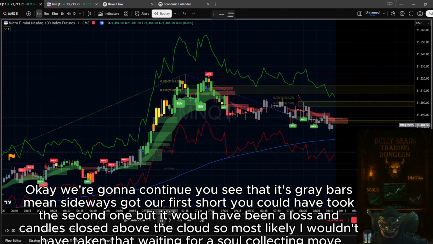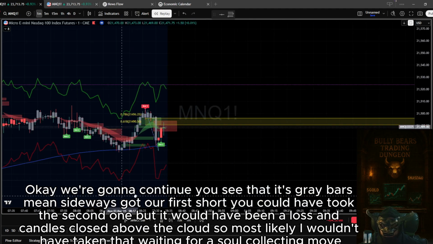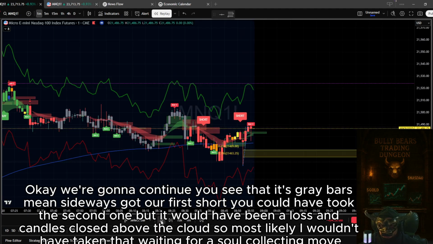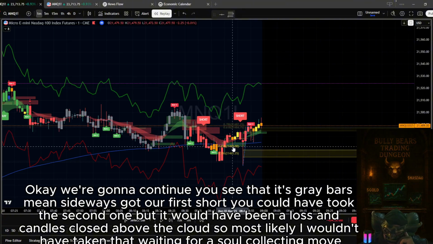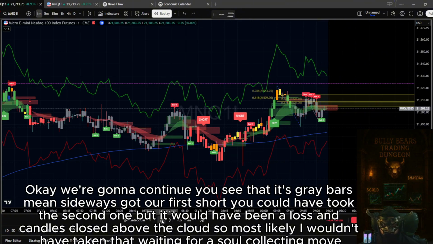Okay, we're going to continue. You can see that gray bars means sideways. Got our first short. You could have took the second one, but it would have been a loss. And candles close above the cloud, so most likely I wouldn't have taken that. Waiting for a soul collecting move.